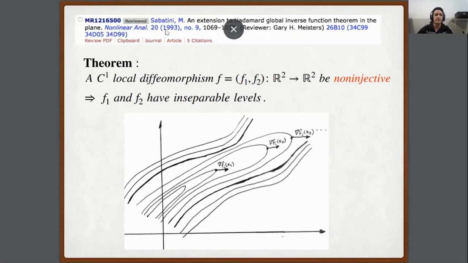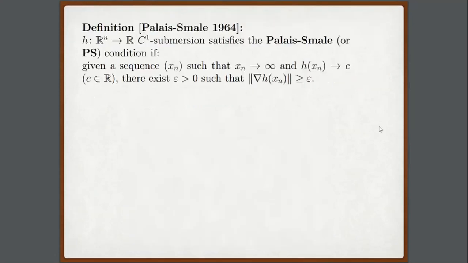For example, in 1993, Sabatini gave an extension of Hadamard's global inverse function theorem in the plane by using these results. He proved this result and gave an analytical condition that generalizes Hadamard's one. Many analytical conditions were given in this way, in the context of global injectivity in R2.